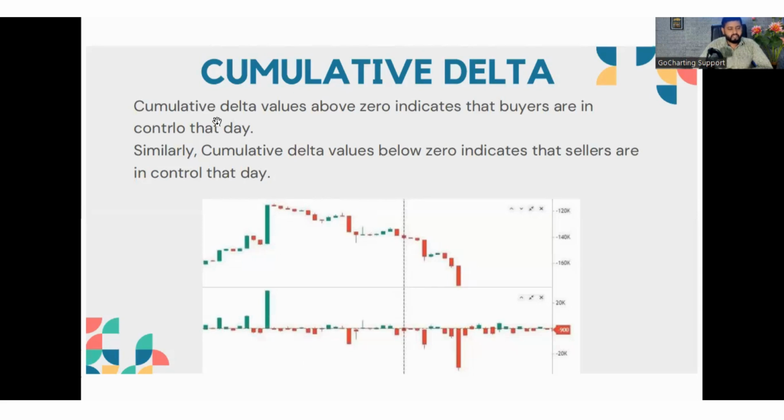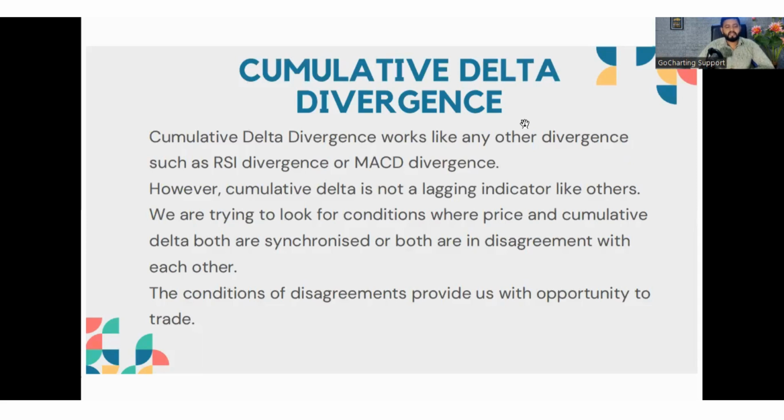Now, if the cumulative delta value is above 0, it means there are more buyers on that particular day and the buyers are in control. In a similar way, if the cumulative delta is below 0, that means the sellers are in control. Now, what is cumulative delta divergence?